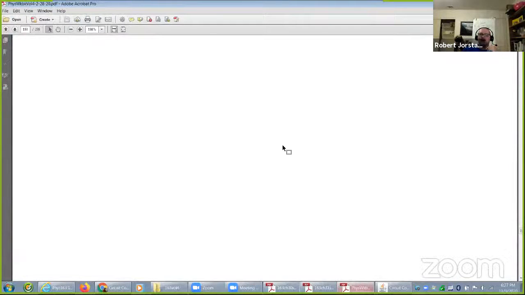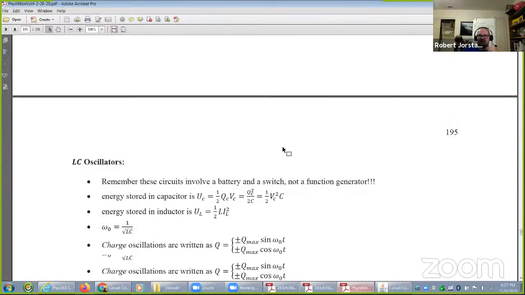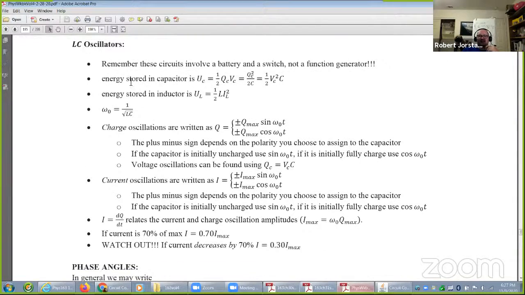Let's look at a blank white page of a workbook. Jeez, what page were we on? There we go. LC oscillators. So these circuits are called oscillators, LC oscillators. The most famous one is used as a radio circuit, right? They oscillate at a certain frequency, so you could tune an inductor or a capacitor to a certain radio station, and then the radio station waves will come in and you could detect it.